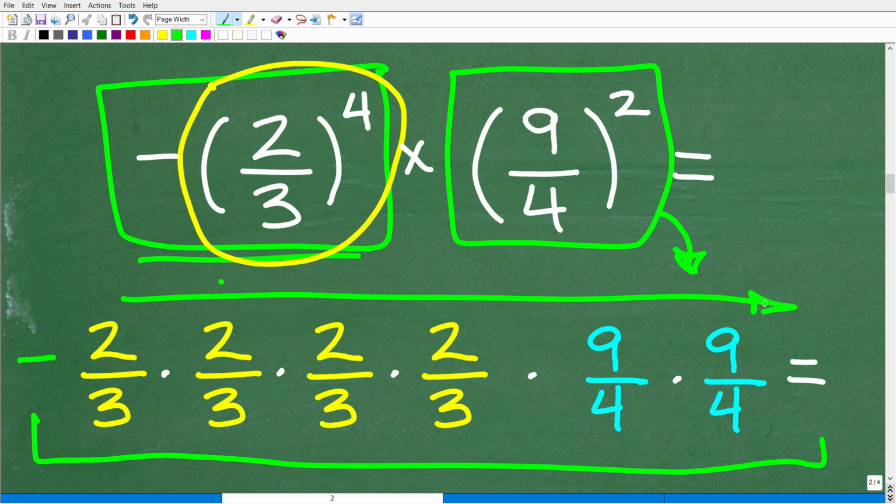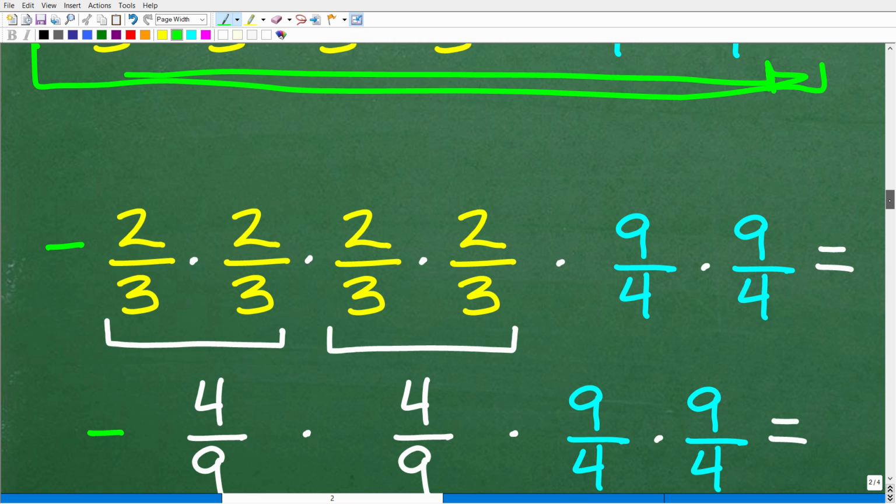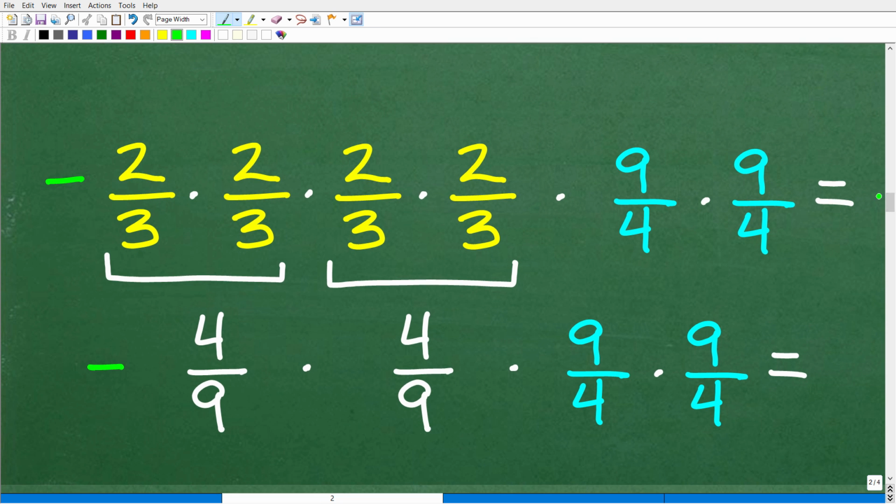Technically, you would multiply all the numerators and all the denominators, but we don't have to do that. We don't have to say 2 times 2 times 2 times 2 is 16 times 9 times 9 is 81. Don't do that. What we want to do is work smarter, not harder, and I'm going to show you what I'm talking about right now. Here we can break things up. We know we have some 9/4 over here. We have 9 in the numerator.